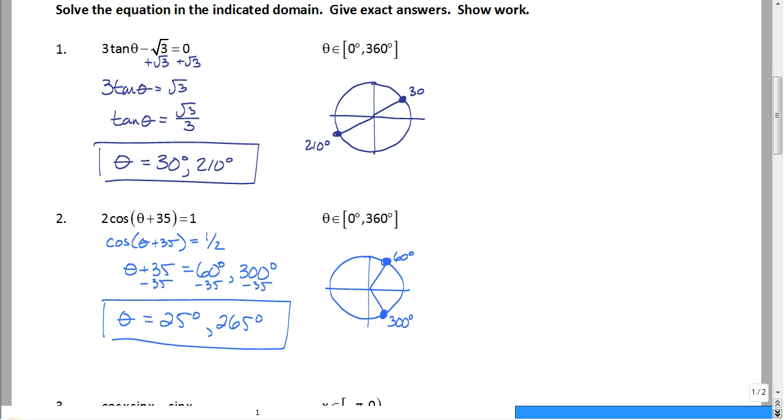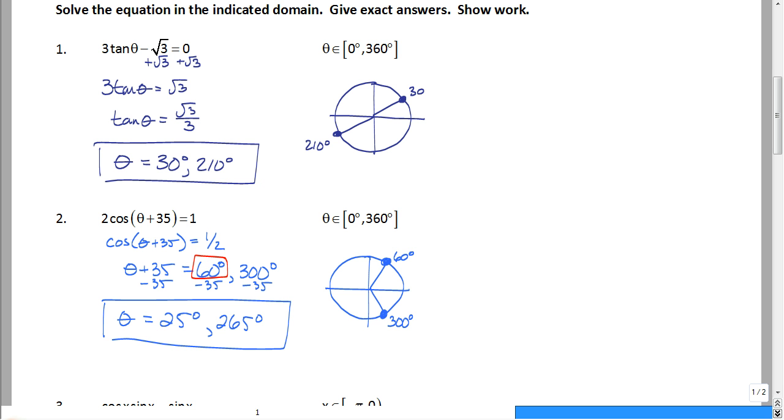You do not subtract 35 yet because that is in the parentheses. So what you do here is find what theta is. So secant, or rather inverse cosine, of 1/2 is going to give you 60 degrees. It's only going to give you the 60 degree part first. But of course, just like in the last problem, you need to find all answers between 0 and 360.